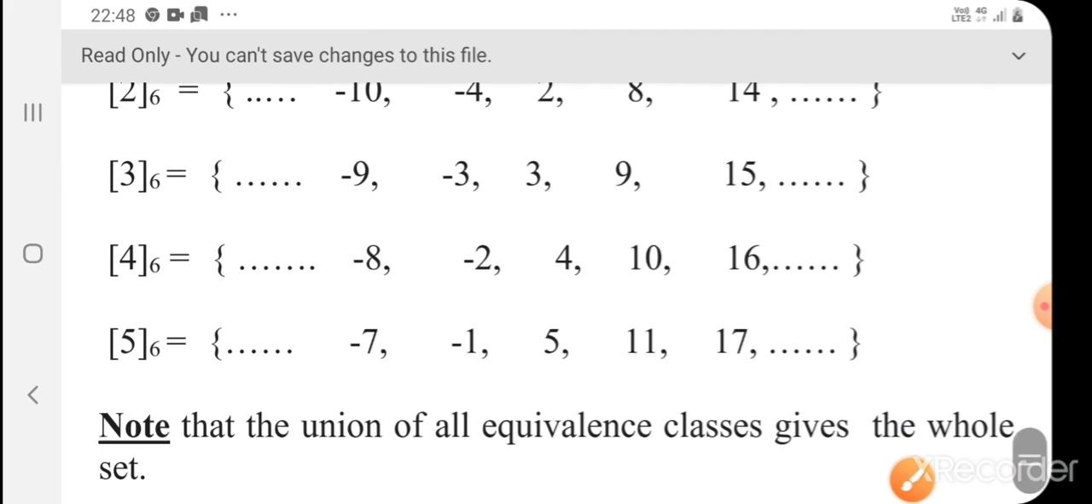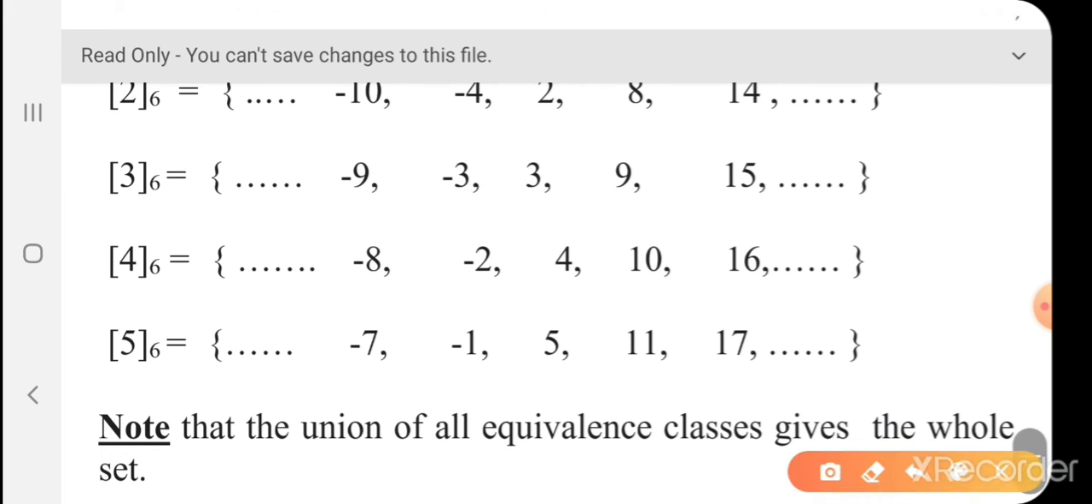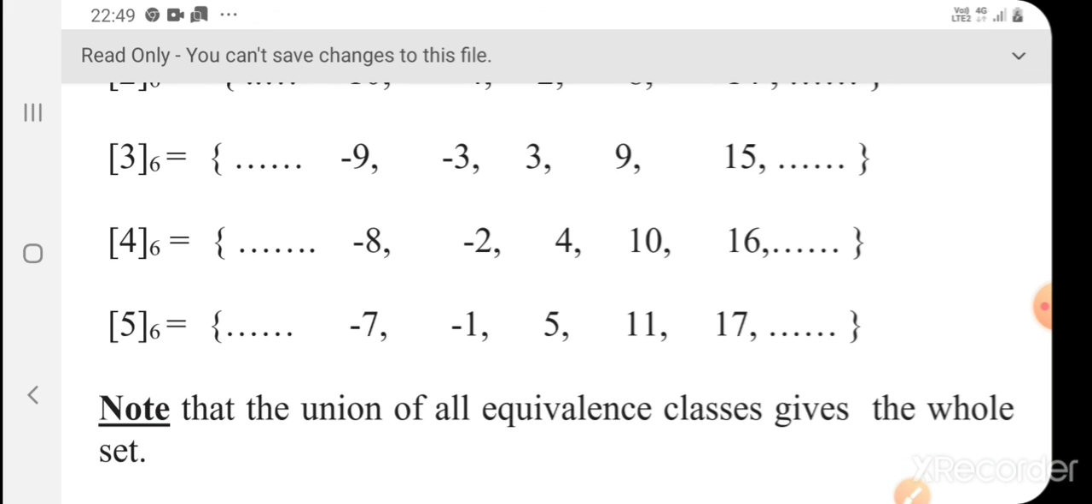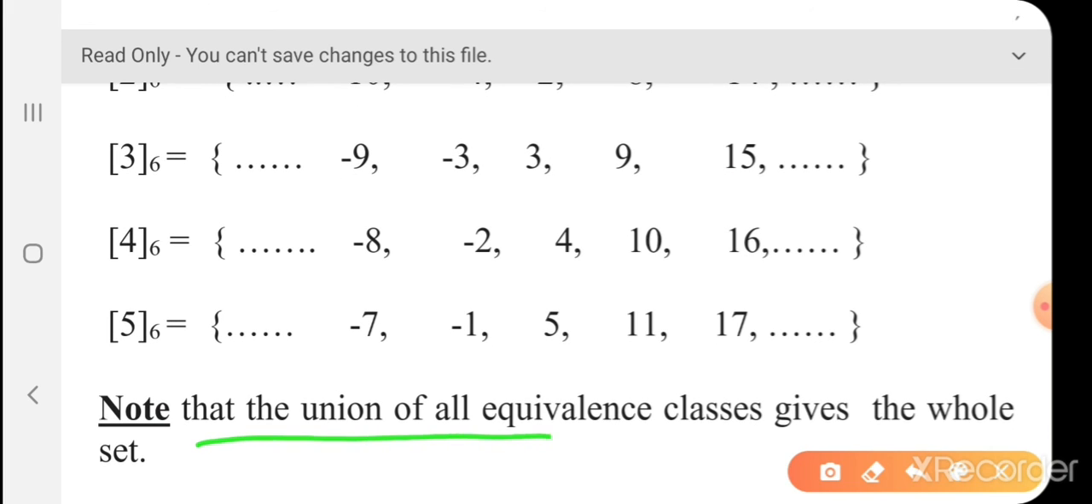Likewise, take this and this, no common elements. So these are pairwise disjoint, and the union is your integer set. So notice that the union of all the equivalence classes gives the whole set Z.